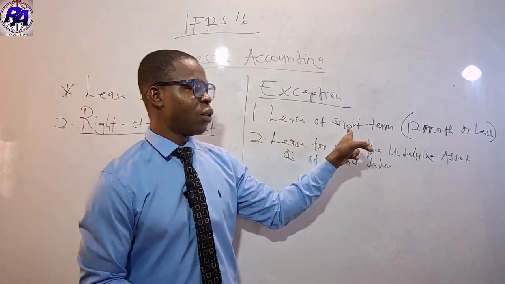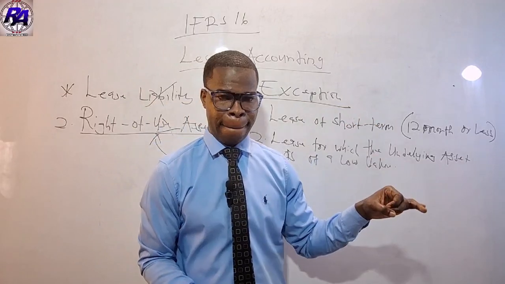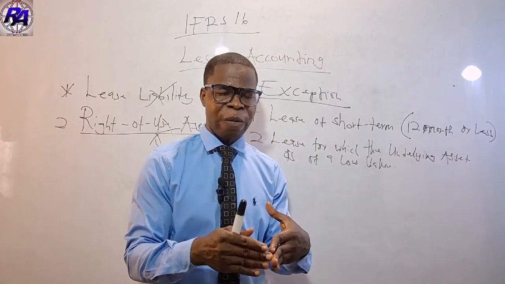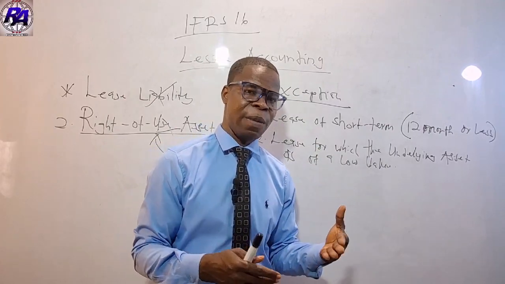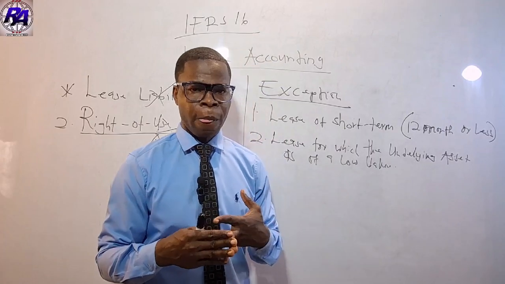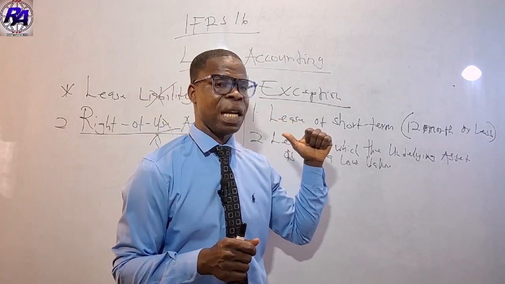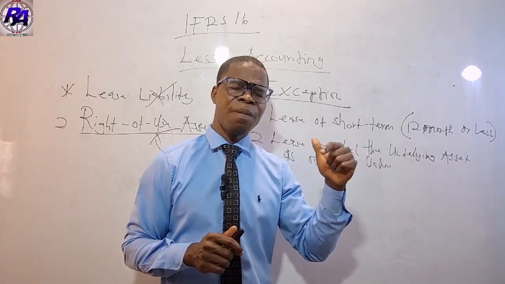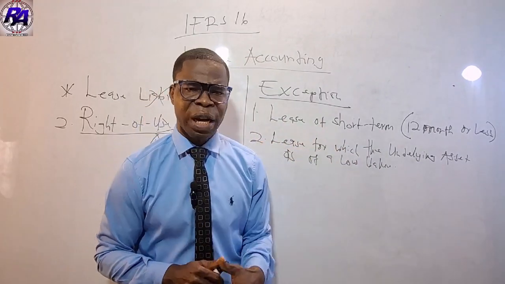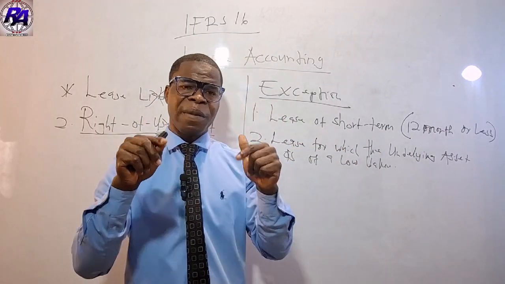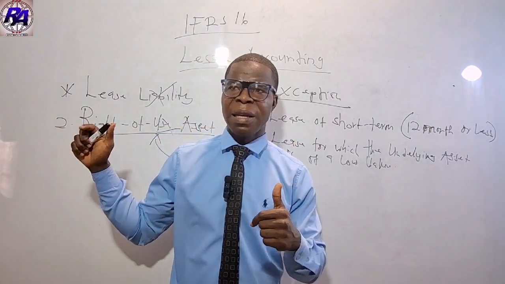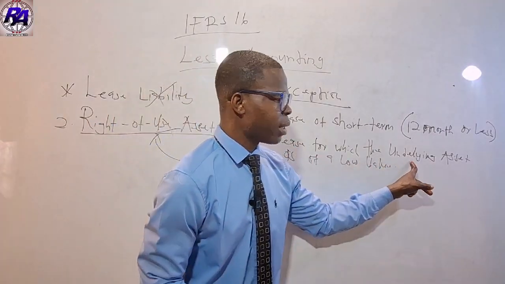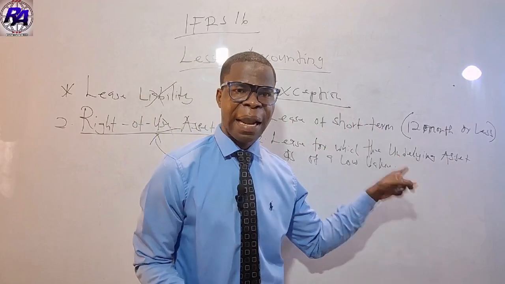Let me explain. This is when the lease is of a short term. It means that the lease term is 12 months or less, like say 6 months. If you lease an asset for 6 months, 8 months, which is less than 12 months, then the lessee must not account for a lease liability or a right of use asset. Please take note, these two are not mutually exclusive. Even if one of them is present in the lease contract, the lessee is exempted from applying the right of use asset.